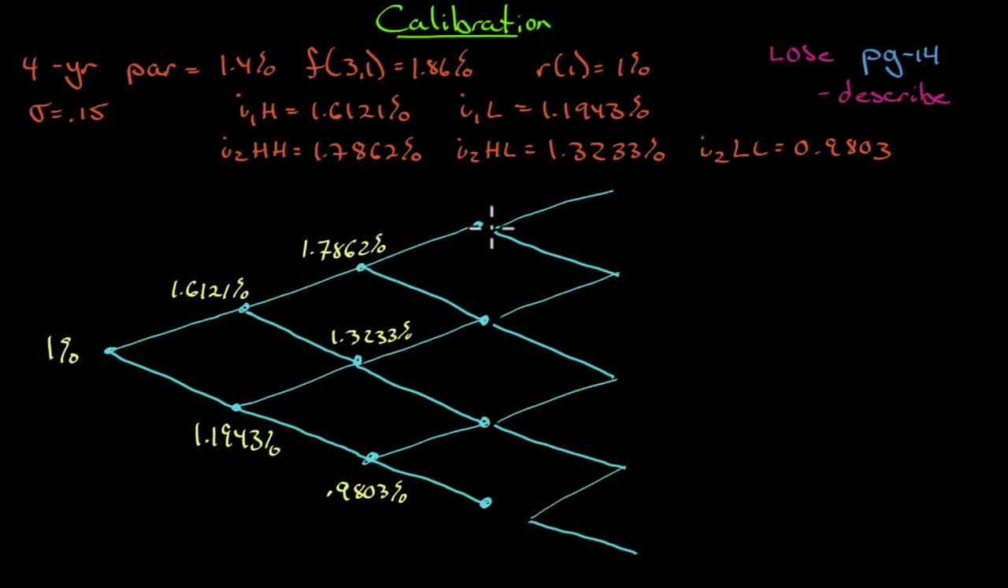Okay, and we just need another set of rates. We have our t equals 0, t equals 1, t equals 2. We just need our t equals 3 rates and we're done. We use the 4-year par for that. We have 1.4. So we know that our payoffs are going to be 101.4 on each of these tree branches.